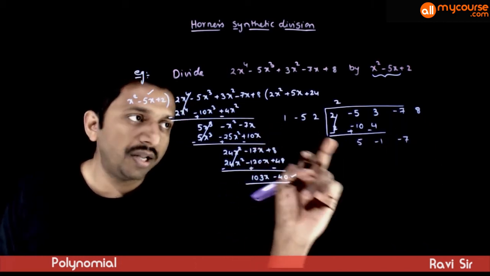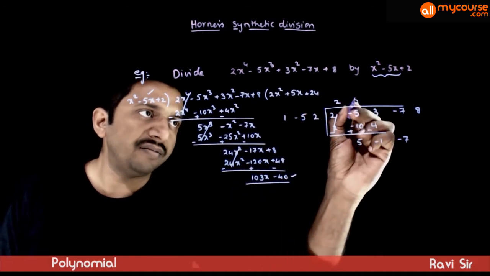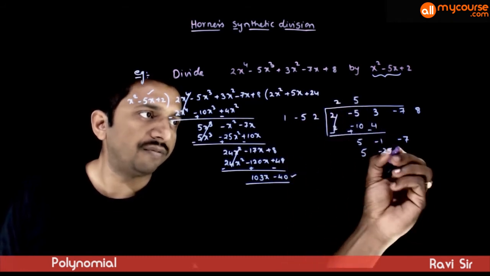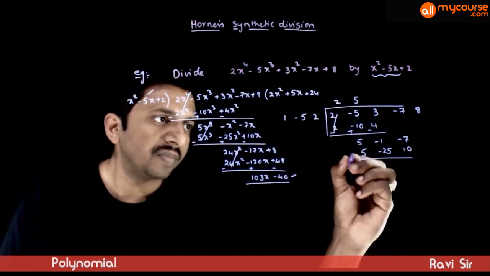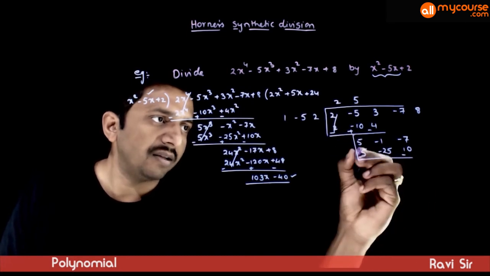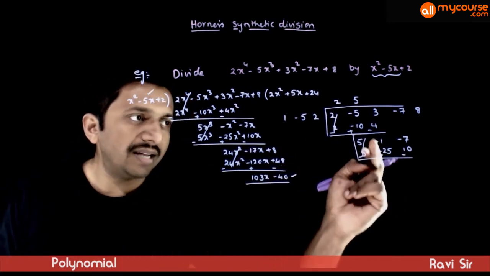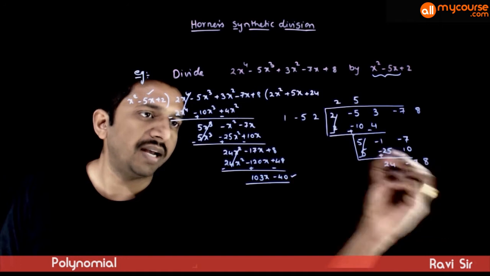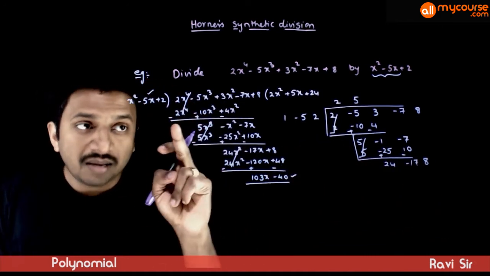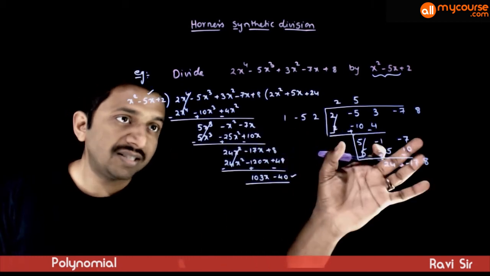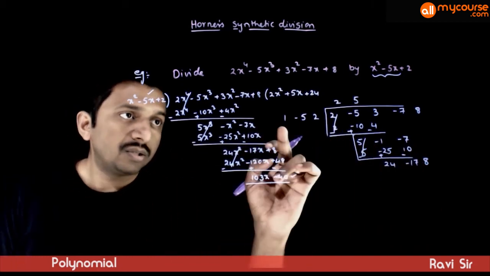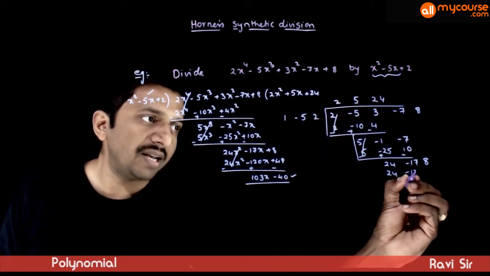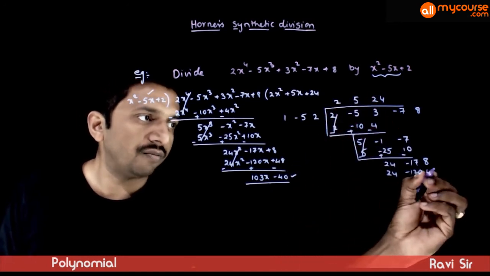Next, the leading coefficient is 1 here and 5 here. 1 5s are 5, and minus 5 into 5 is minus 25. 2 into 5 is 10. If you subtract, 5 and minus 5 gets cancelled. So minus 1 plus 25 is 24. Minus 7 minus 10 is minus 17 and 8. As you can very clearly see, the numbers that you're getting in normal division are exactly same as the numbers you're getting here. So 1 24s are 24, minus 5 into 24 is minus 120, 2 into 24 is 48.